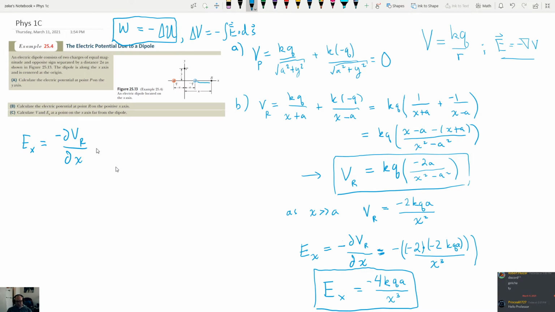This is one of those chain rule things, right? Take the derivative of the outside, derivative of the inside. So I'm going to write it in a way that I can explain it more quickly, I guess. So if we write it like this, then the derivative should be, bring the negative 1 down in front, so we'll have negative 1 times negative 2kqa.